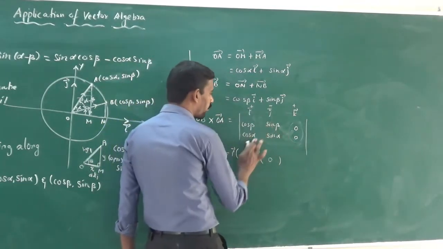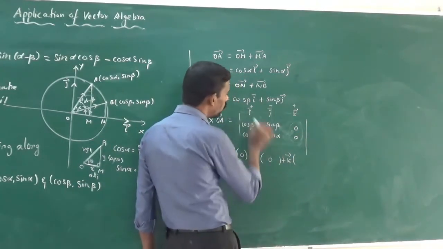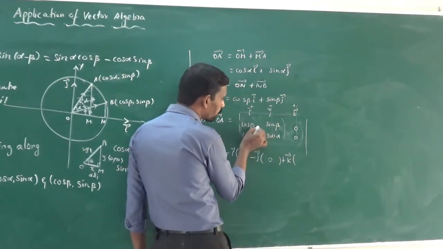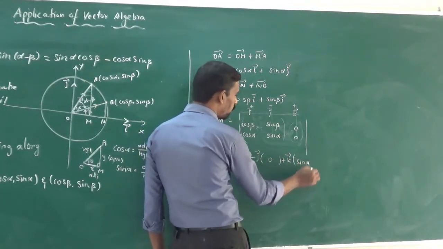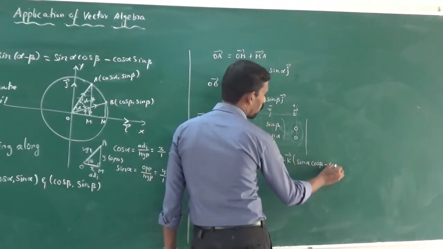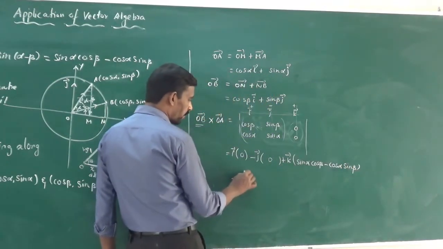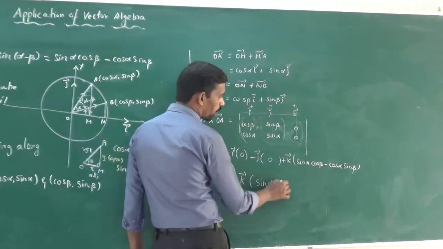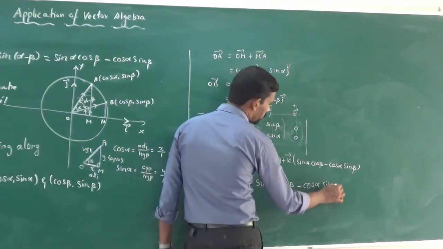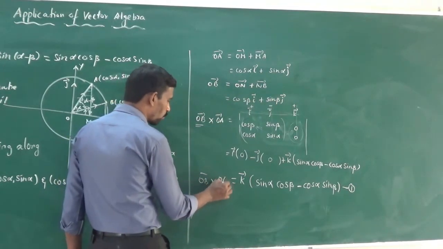Next, we want to take the k vector. Plus k vector is nothing but you want to find the minor value. Omit the k row and the k column, we have the minor here. Then the cross product of this one: sin alpha into cos beta minus cos alpha into sin beta. Now simplifying this, k vector into sin alpha cos beta minus cos alpha sin beta. Put this in equation number 1. This is nothing but OB vector cross OA vector.